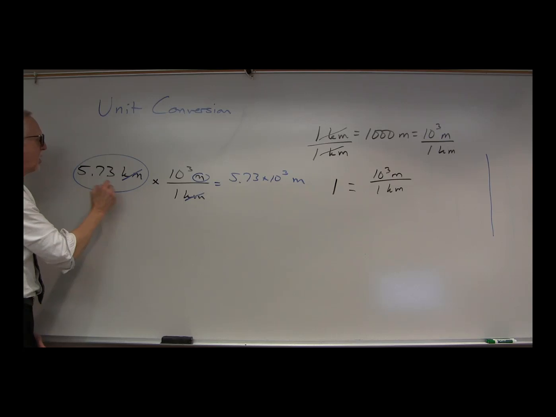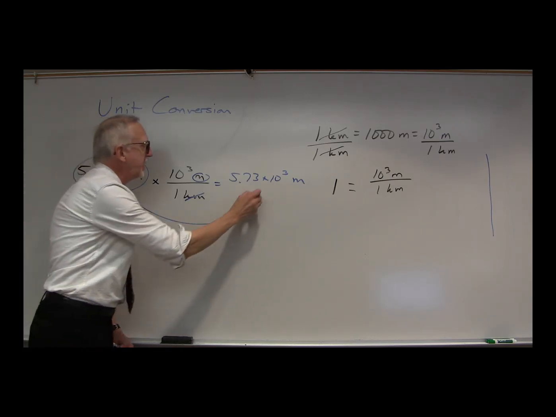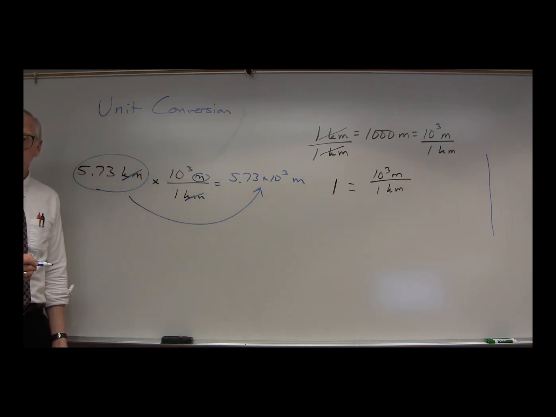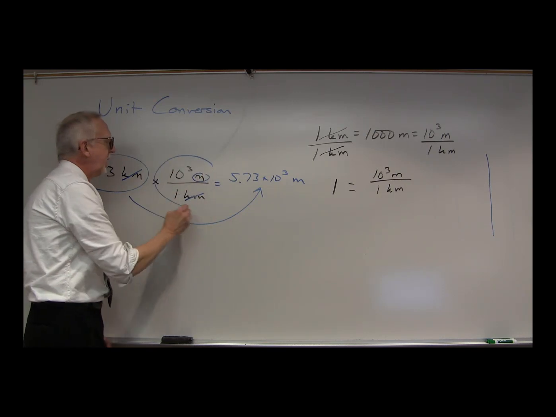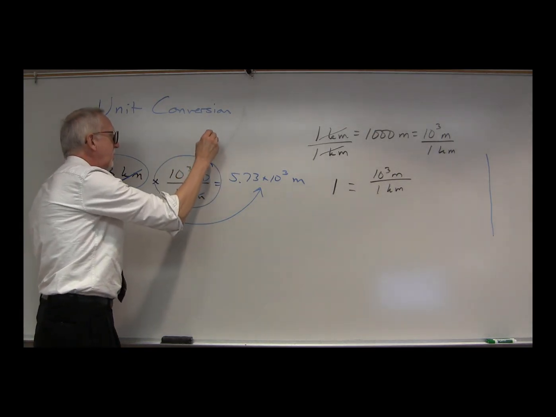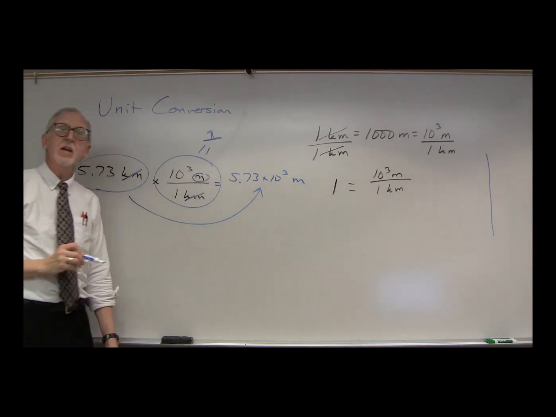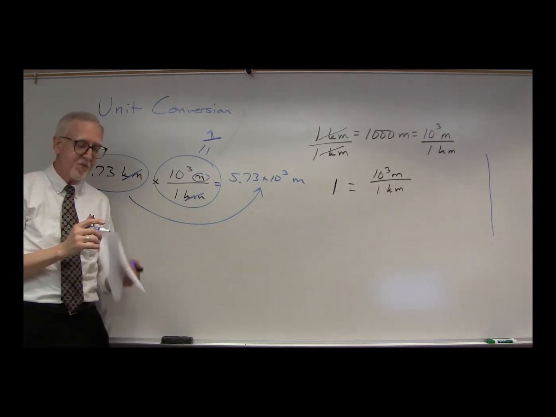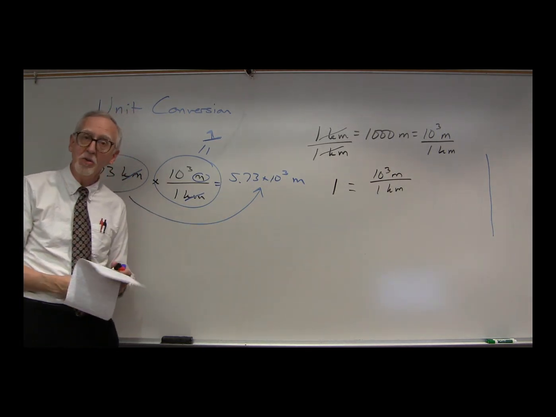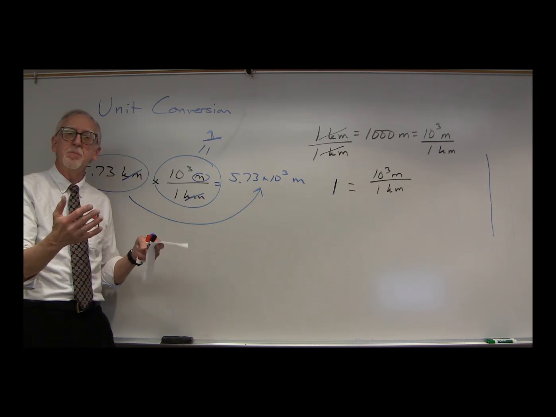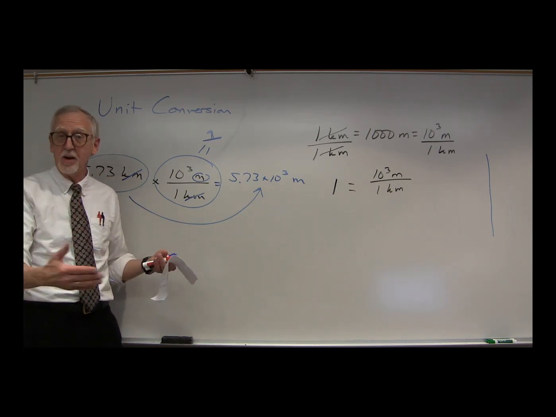We have taken the quantity of 5.73 kilometers and we have converted it to meters, an equivalent distance, but now the unit is meters, by multiplying by a conversion factor that equals 1. We multiply it by a conversion factor whose value is 1. And that's how we convert units. Whatever the unit is, we can multiply it by a conversion factor and get another quantity that's the same quantity but with different units.